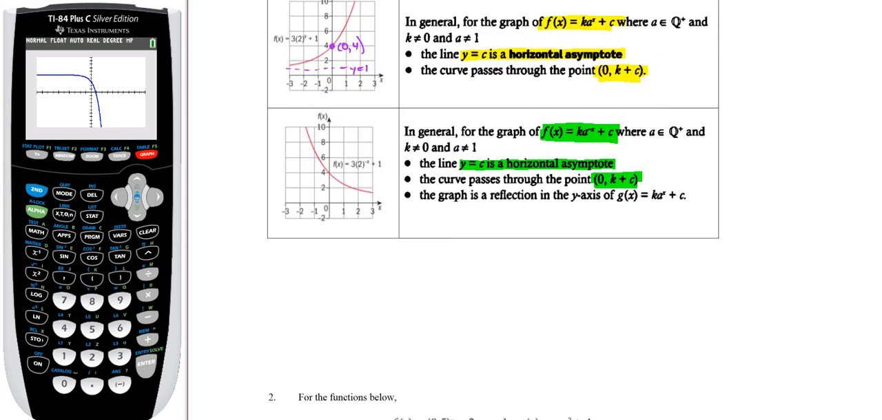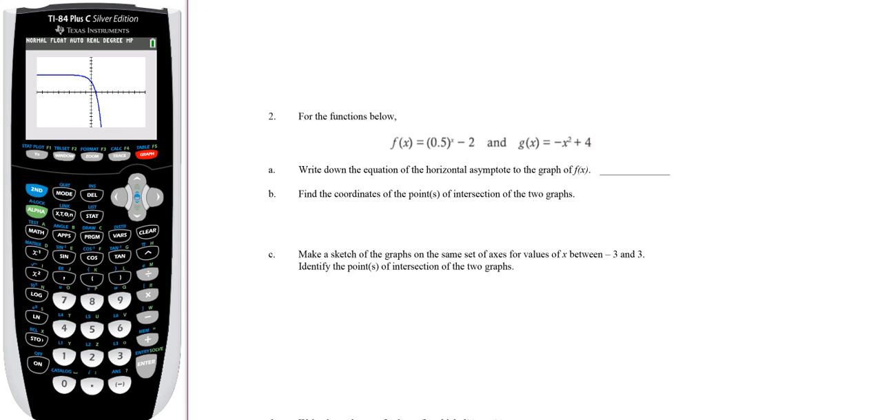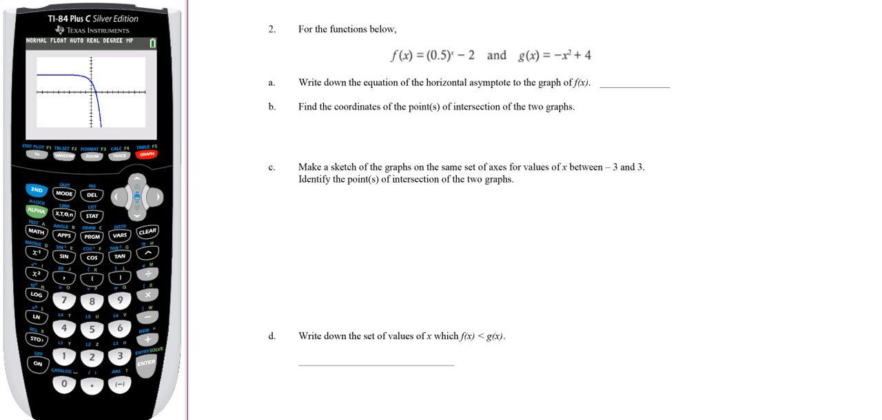So we'll try one example just to summarize these kinds of things. We have two functions given: an exponential function and a quadratic function. The first question is the equation of the horizontal asymptote for f of x. We remember that the horizontal asymptote is always at the c value. So that's going to be y equals -2. And you really need to write it with both the y and the number as well.